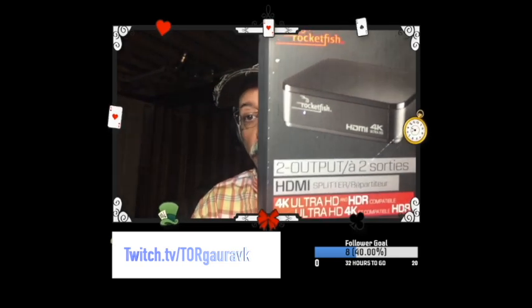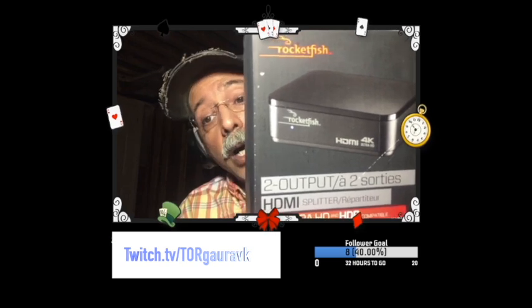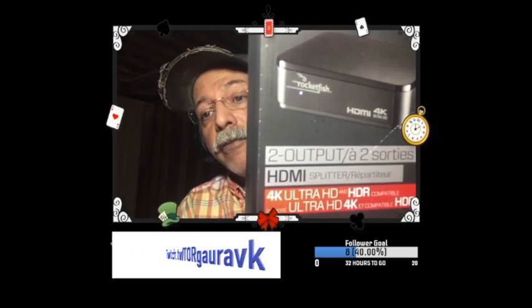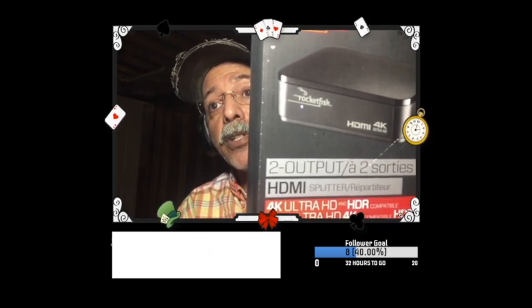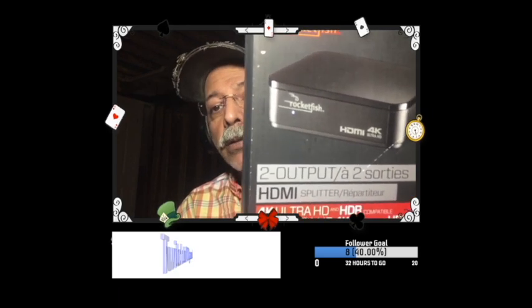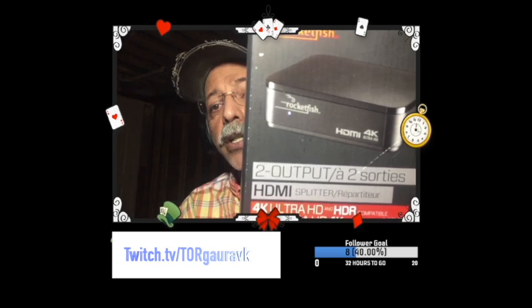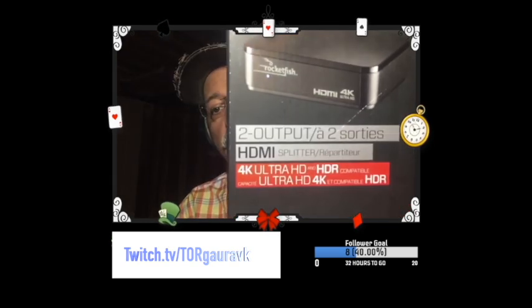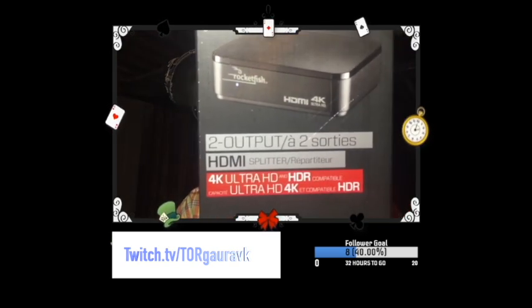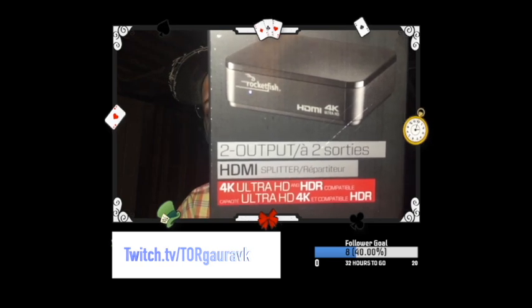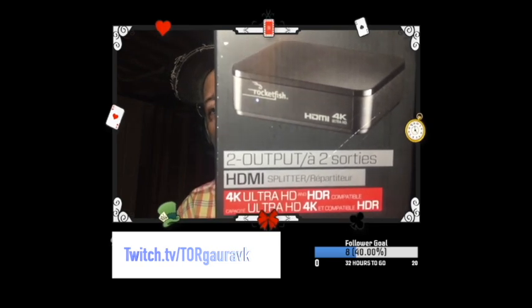This is the only one I knew of. There might be others out there which are better. I don't know. This is the one I've used in the past for some of my professional video editing and other animation software, etc. So I've used Rocketfish. They're very good quality. And so this is the one I bought. It cost me about 60 odd dollars Canadian.